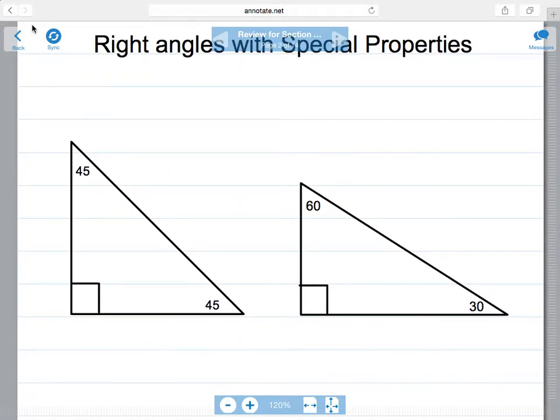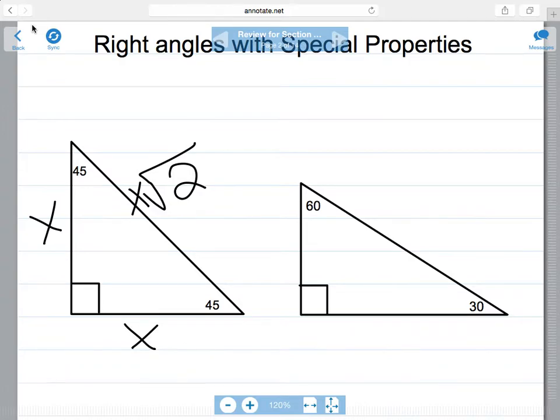So this is our right triangles with special properties. We learned about two: the 45, 45, 90 and the 60, 30, 90. Remember, we can use the Pythagorean theorem if we want, but using these tricks for these two types of triangles will save us time. When you have a 45, 45, 90 degree triangle, both legs are the same, and the hypotenuse is the square root of 2 multiplied by one of the legs.